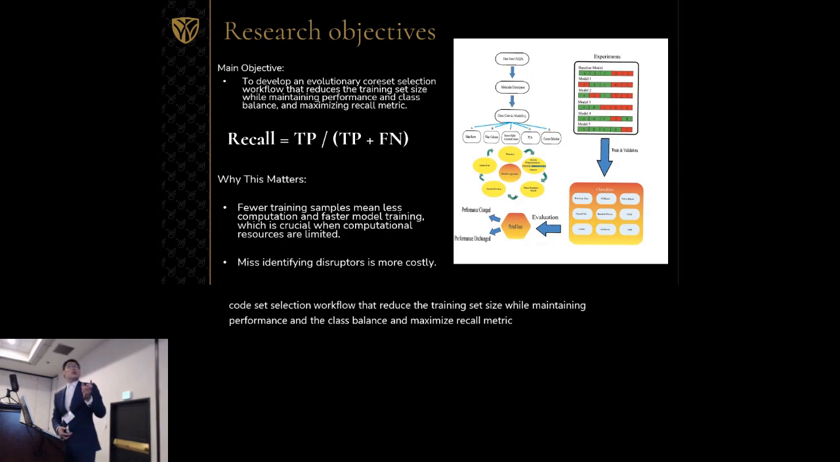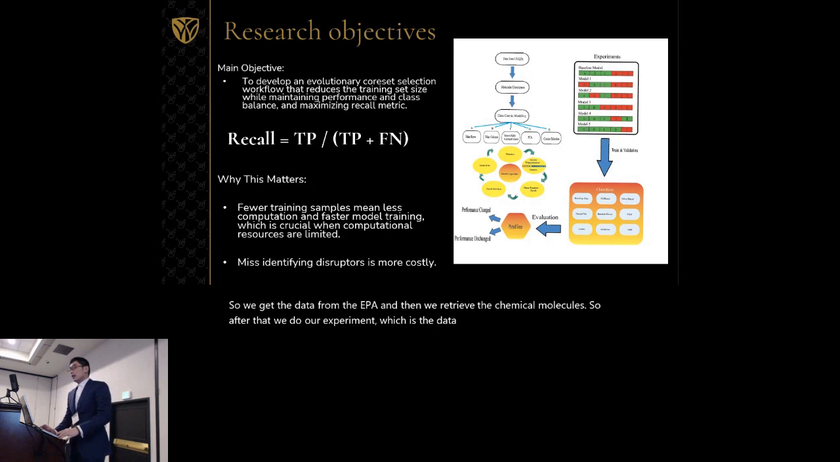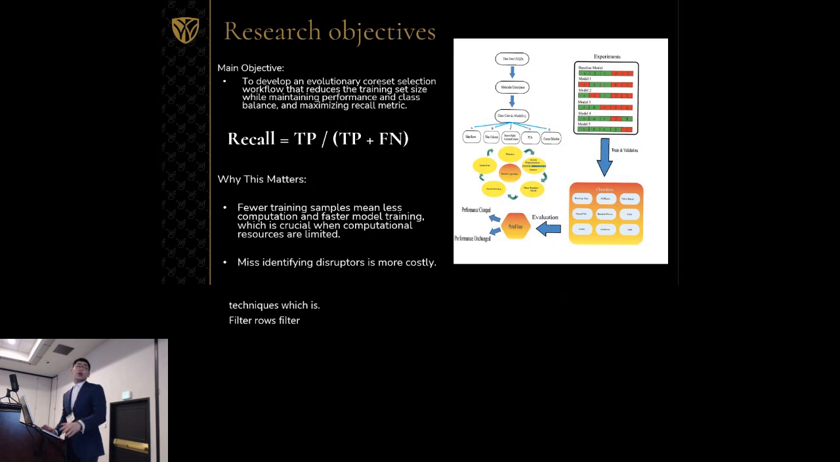On the right side of the figure, you can see we get the data from the EPA, and then we retrieve the chemical molecules. After that, we do our experiment, which is the data-centric modeling. There are 5 components in the data-centric modeling. First of all, very common statistical techniques, which are filter rows, filter columns, remove highly correlated columns, and PCA, which is principal component analysis.